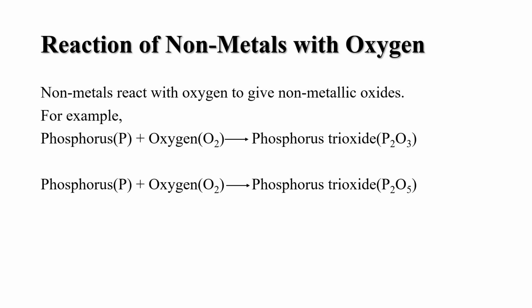Students, non-metals react with oxygen to give non-metallic oxides, and such oxides are either neutral or acidic in nature, and the acidic oxides of non-metals dissolve in water to form corresponding acids. For example, when phosphorus reacts with oxygen, it gives two oxides: phosphorus trioxide, that is P2O3, and phosphorus pentaoxide, P2O5, and both oxides are acidic in nature.